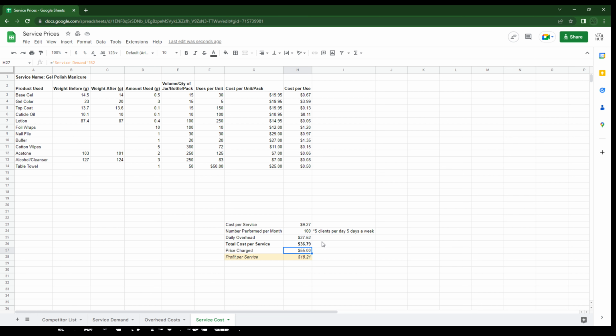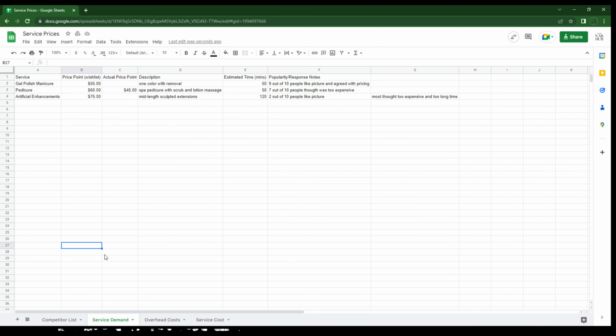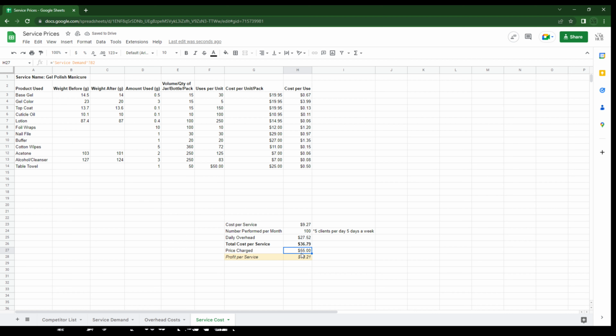Now, this price, again, if you remember from my service demand, I have a wish list price here. But based on what clientele told me, maybe this wish list price is actually going to be more like $50. So my wish list price, maybe I can build to that, but maybe truly what I'm going to be able to get away with is something like $50. Especially if you're just wanting to be in line with your competition, you're not wanting to be more expensive in the beginning because maybe you're still starting out.